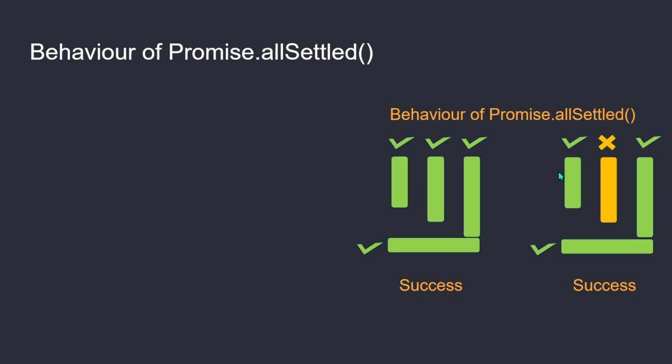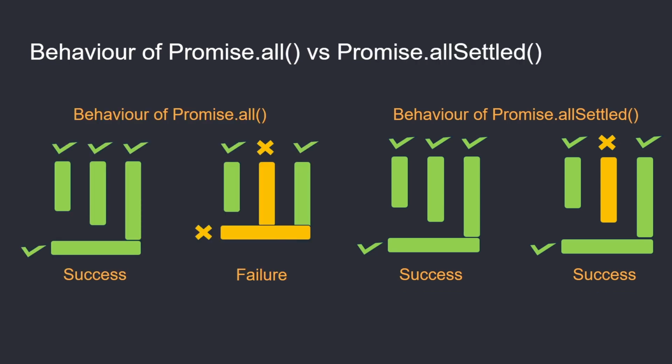And for whichever API functions are successful, we'll be able to extract the information using the value property, and for whichever API is failing, we'll be able to extract the reason of the failure using the reason property from the object that it is returning. If you put them side by side, it is like this. So in the failure case, Promise.all and Promise.allSettled differ. In the case where all APIs are successful, the behavior of Promise.all and Promise.allSettled is the same. But in case of failure, they differ.